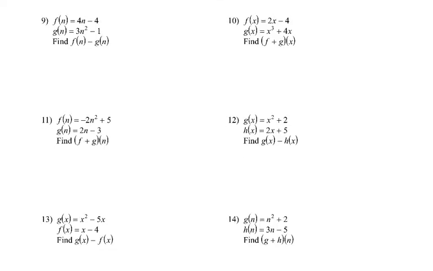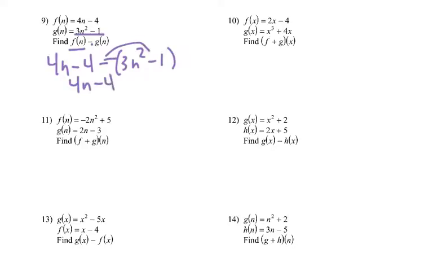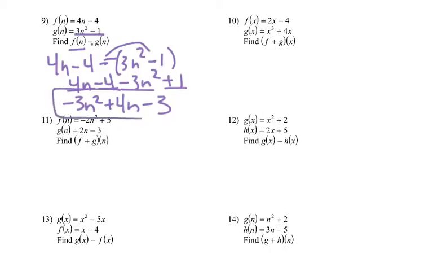So number 9, f of n would be 4n minus 4. And whenever you do a minus, remember that affects the whole thing. So minus 3n squared minus 1. So that minus applies to both of them. So we get 4n minus 4 minus 3n squared plus 1, because a negative negative is a positive. Combine like terms, there's no other of these, so negative 3n squared. There's no other, just n's plus 4n. Negative 4 plus 1 gives us negative 3. That's all it wants us to do, is to go to that point.